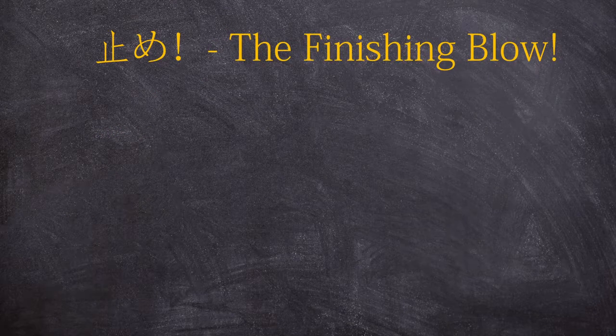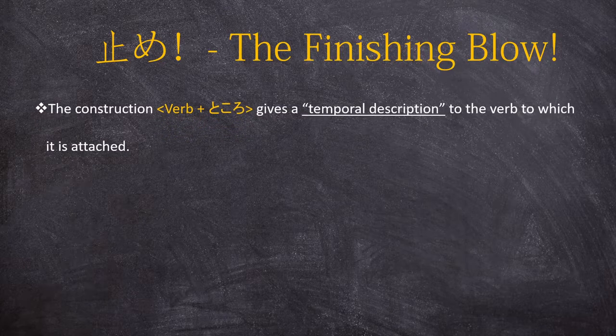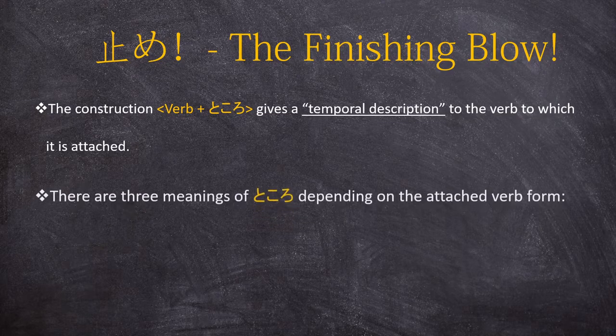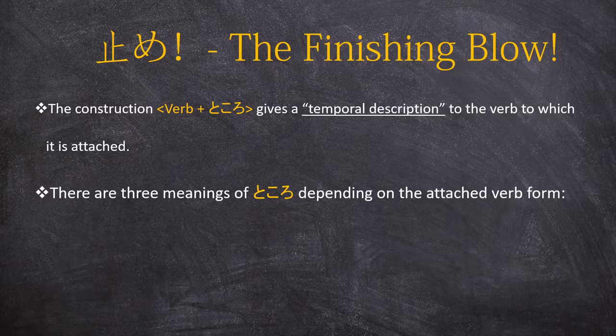Now let's deal the finishing blow to our lesson today about the verb form plus Tokoro construction. Now we have learned that this construction gives a temporal description to the verb to which it is attached, or more precisely, it tells us when the action of the verb shall be executed. We have also learned that Tokoro has three different uses depending on the form to which it is attached.